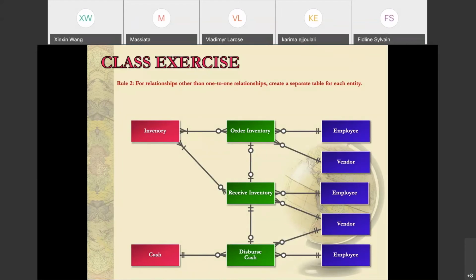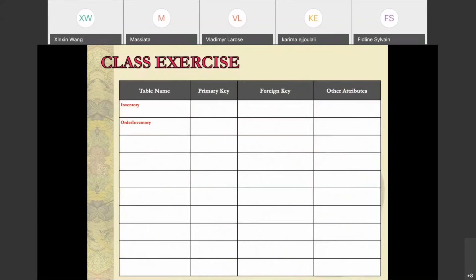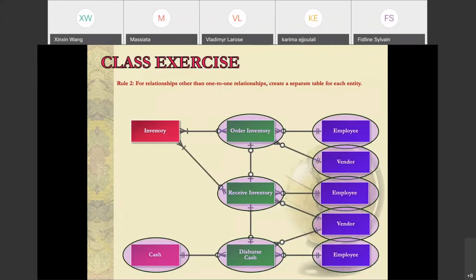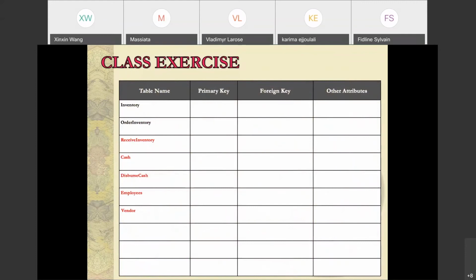Rule number 2. For the relationships other than one-to-one, create a separate table for each entity. Inventory table, order inventory table. So we put those two in. And then we repeat this procedure, this rule, and we identify all the tables from this rule. We have some additional tables that are not included here yet.